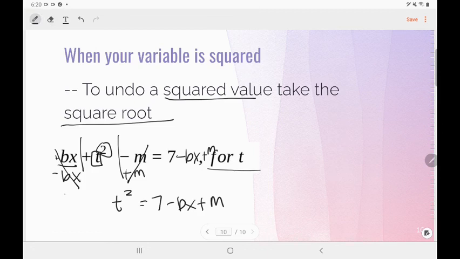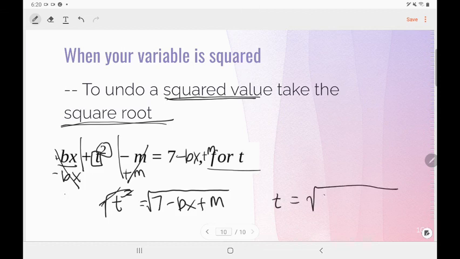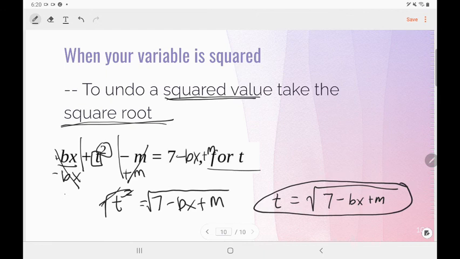So last step, remember up here, to undo a squared value, you're going to take the square root. So I'm going to take the square root of both sides and everything on both sides, and the squared is going to cancel with the square root, and I'm going to be left with t is equal to the square root of that whole thing, 7 minus bx plus m. And that's my answer. And that is the special types of literal equations that I'm going to talk about today. So have a good day.